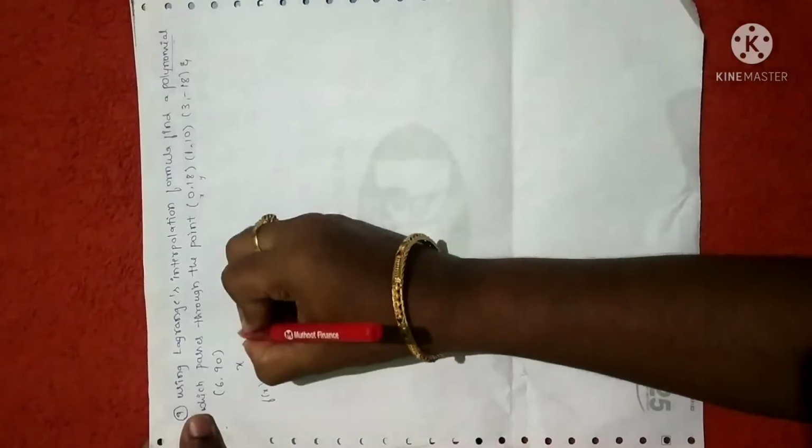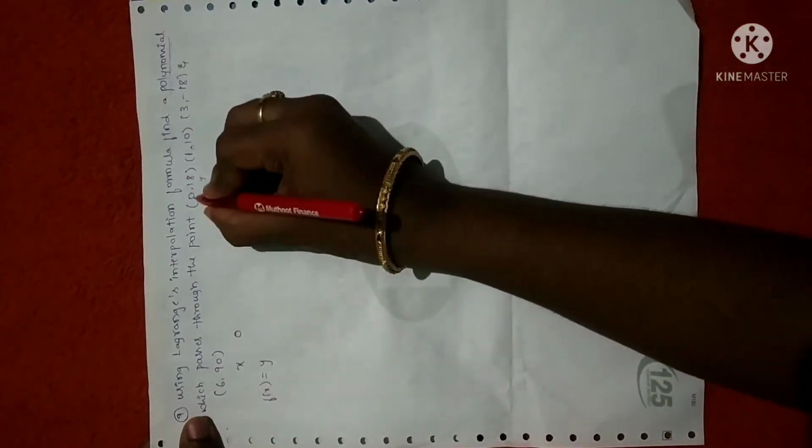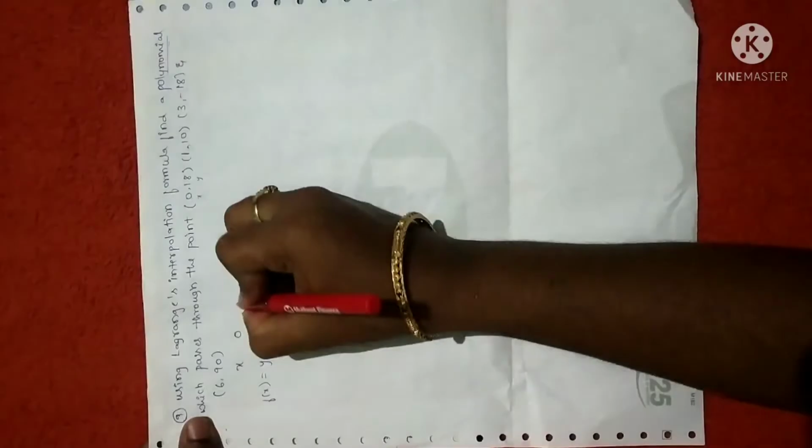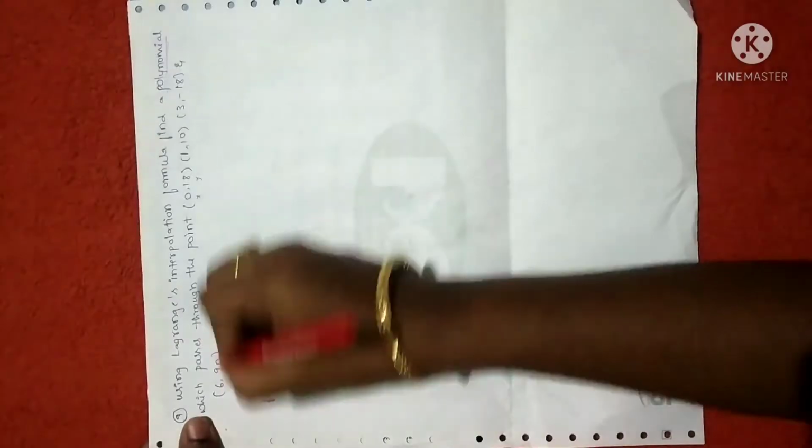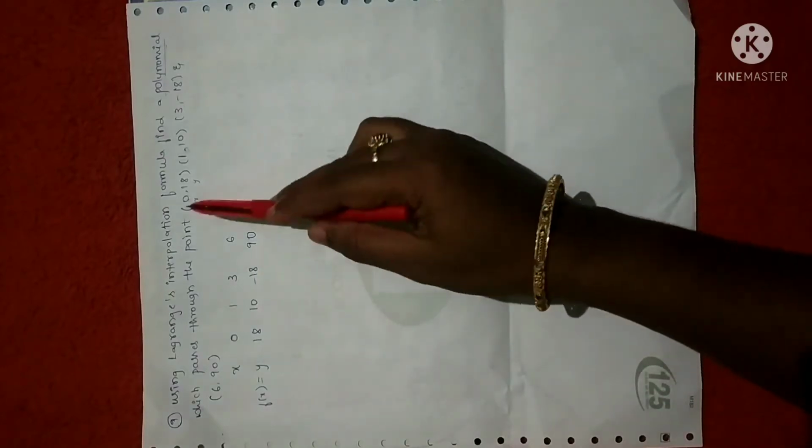So what is the x value in the first coordinate? It is 0. So when x is 0, y is 18. Similarly, when x is equal to 1, y is 10. When x is equal to 3, y is minus 18. When x is equal to 6, y is 90. So given it is in coordinate point form, you have to convert it into a table. So I have written both x and y values.